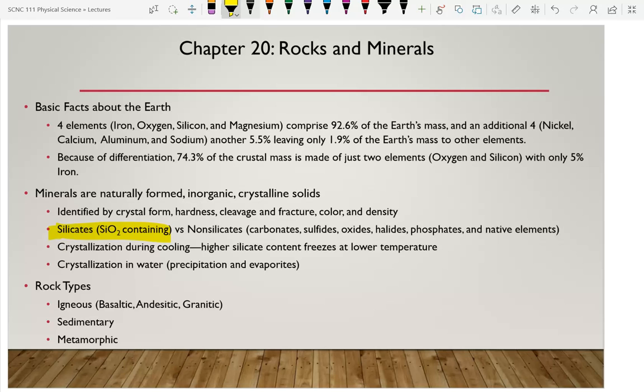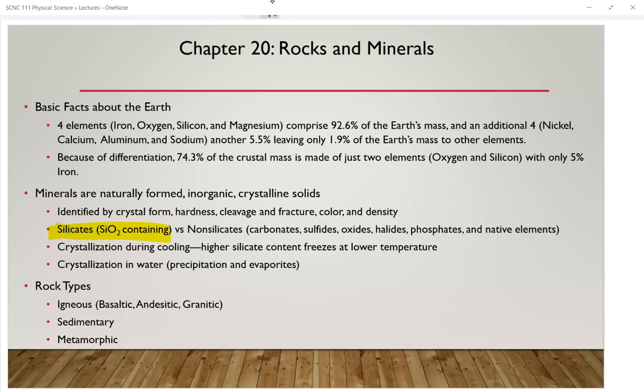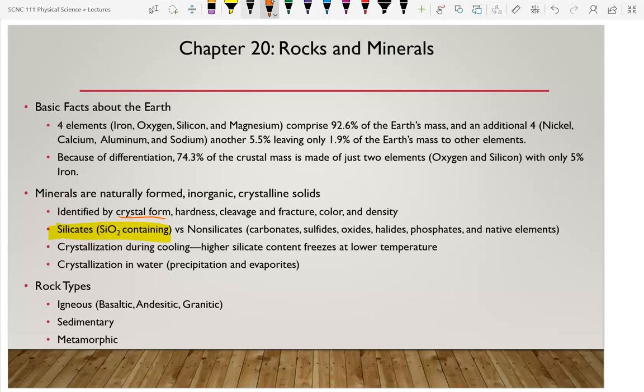Okay, then we have minerals. Make sure you understand what a mineral is, that you can identify a mineral from a non-mineral, and how we characterize them by the crystal form, that is their shape, by how hard they are, by how they cleave and fracture, by their color and by their density.